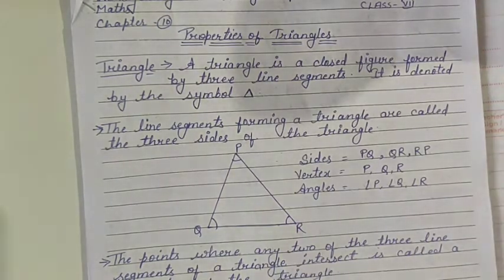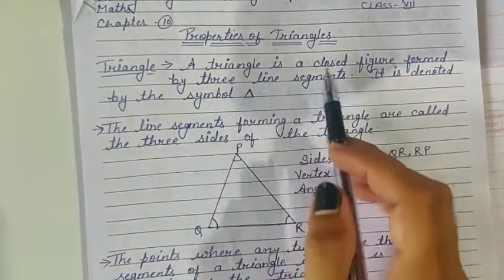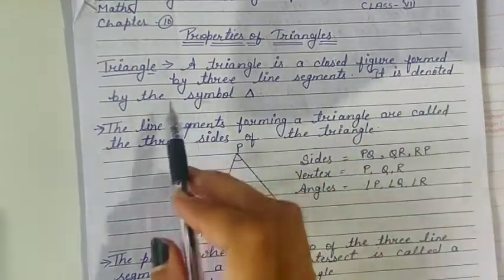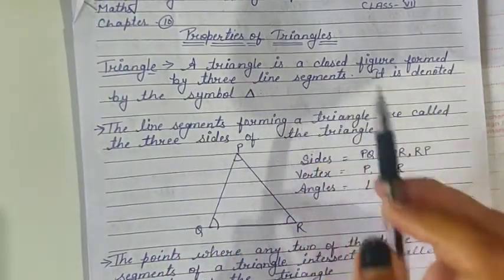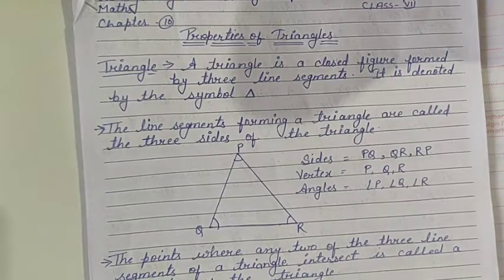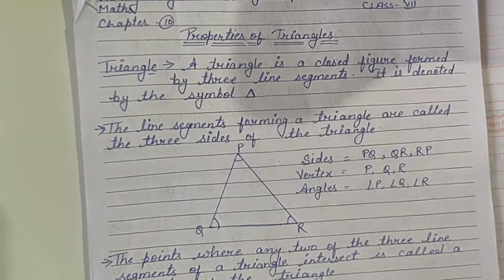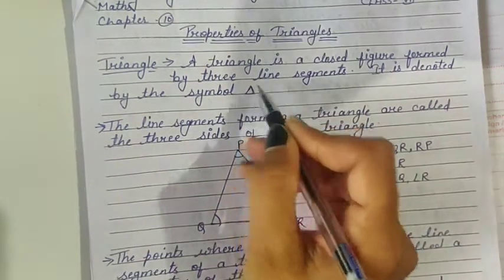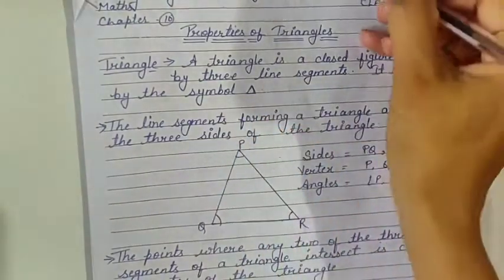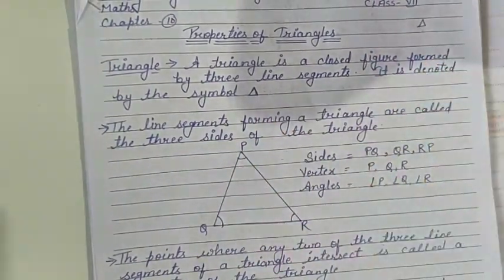So firstly, what is a triangle? A triangle is a closed figure formed by three line segments. It is denoted by the symbol this. Okay, this is the symbol of the triangle.